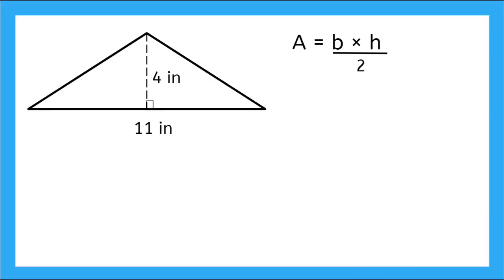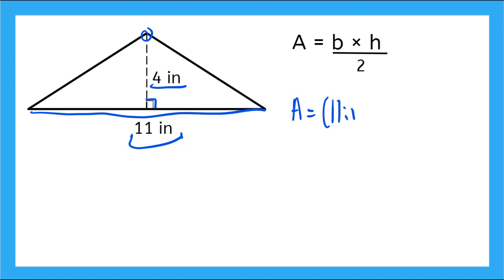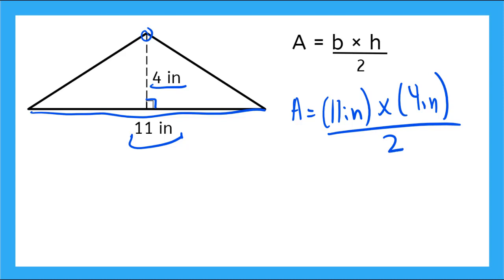So I see I'm using this bottom line down here as my base that measures 11 inches, and then my height is here at the right angle going to the opposite vertex with a measurement of 4 inches. So I can say my area is equal to 11 inches times 4 inches, all divided by 2.